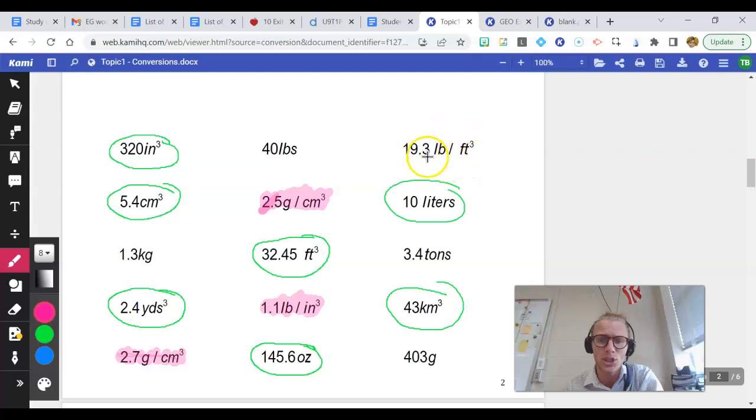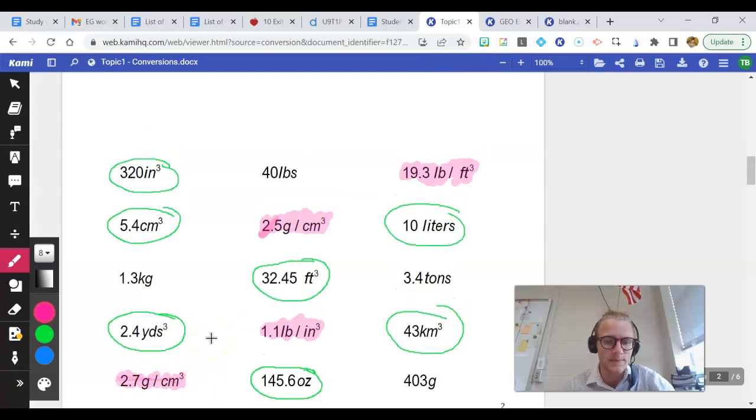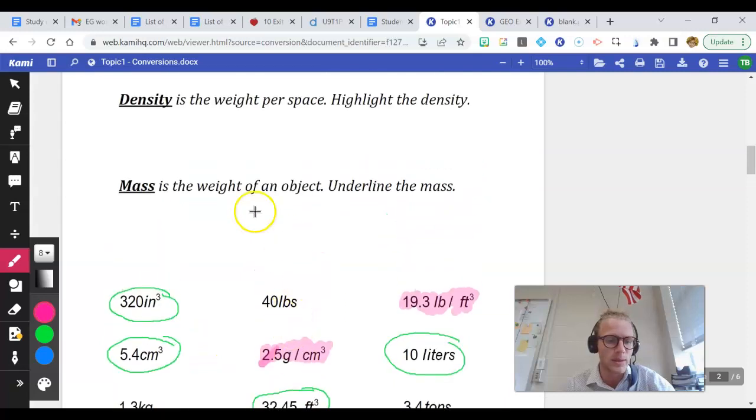19 pounds per cubic foot. That sounds like some mulch. If you imagine like a bag of mulch, 19 pounds in cubic feet. That looks like it. Okay, so there's density. You can tell that it's density because we are dividing the weight by the amount of space.